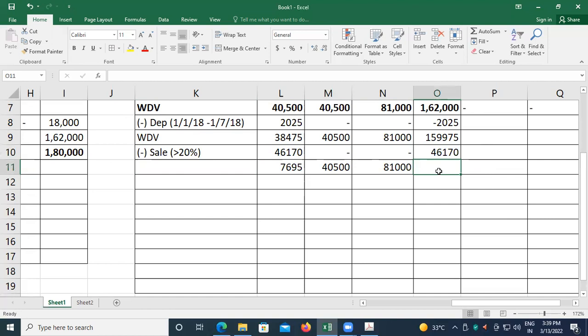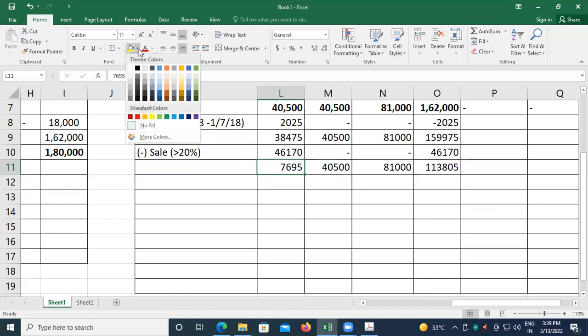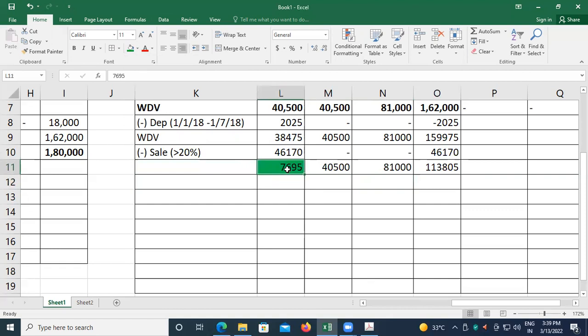So if you calculate 1,59,975 minus 46,170, what is the balance you are getting here? 1,13,805. So now what happened? Now we got 7,695 profit. Okay, let me put it in a different color here. So we got profit, and profit means green. I will put in the profit of 7,695.